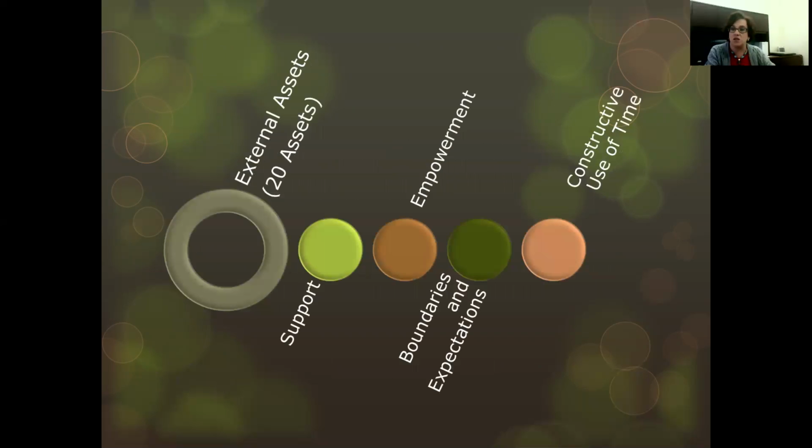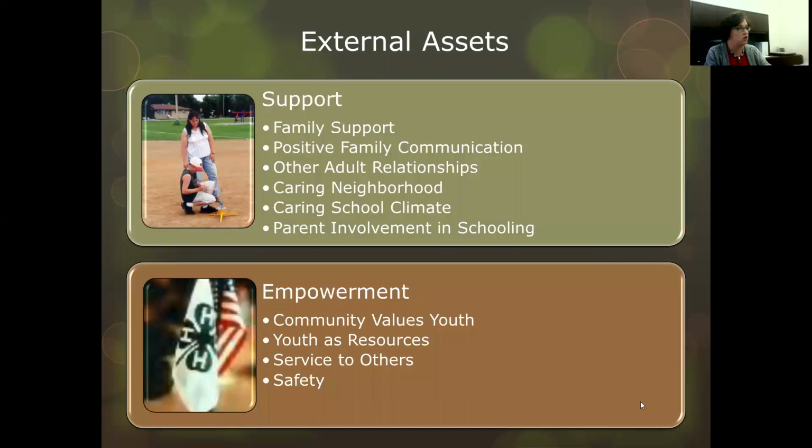So there's two different sets of assets. There are 20 external assets. Those are things like support, empowerment, boundaries and expectations, and then the constructive use of time. So we're going to talk a little bit about those external assets.